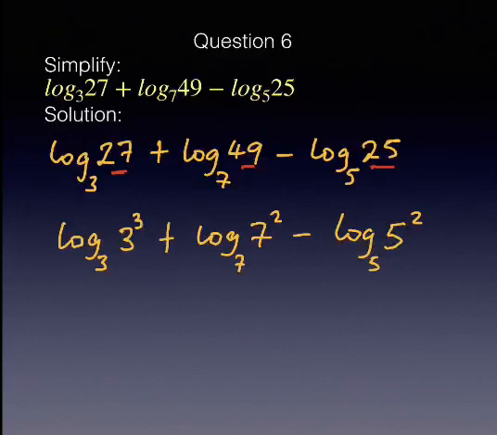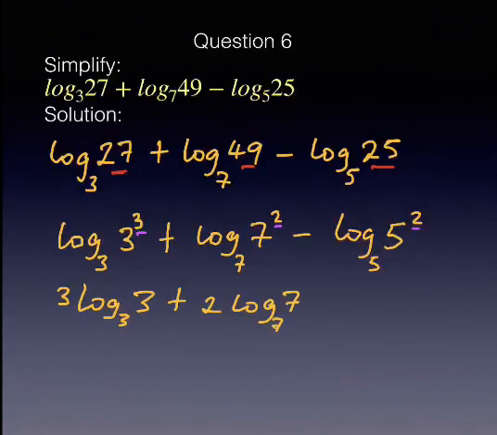The next rule is to drop all those exponents. We have exponent 3, exponent 2, exponent 2. We drop them and they become coefficients of the log. Therefore, this is going to be 3 log 3 base 3 plus 2 log 7 base 7 minus 2 log 5 base 5.